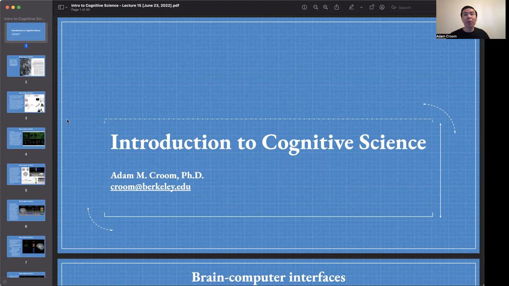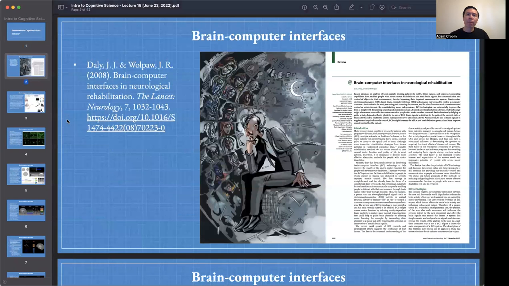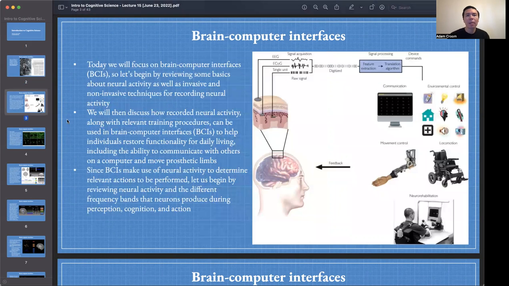I'm Adam, and the focus of our lecture today is on brain-computer interfaces, or BCIs. The article that we read for today was entitled Brain-Computer Interfaces in Neurological Rehabilitation, published in the journal The Lancet Neurology in 2008 by Daly and Wolpaw. Today, we will focus on brain-computer interfaces, or BCIs.